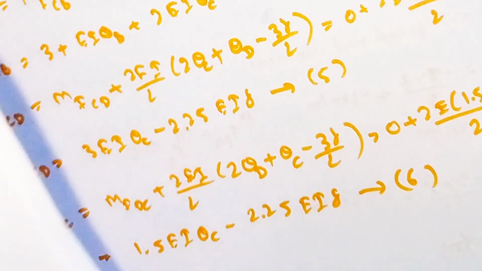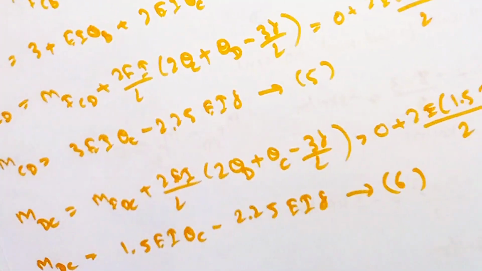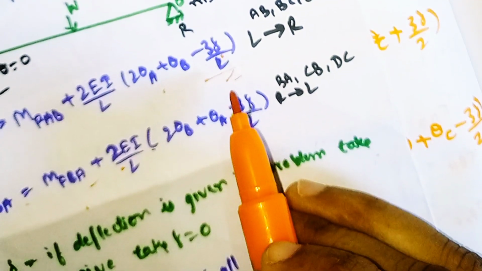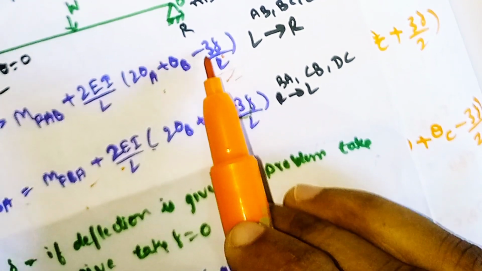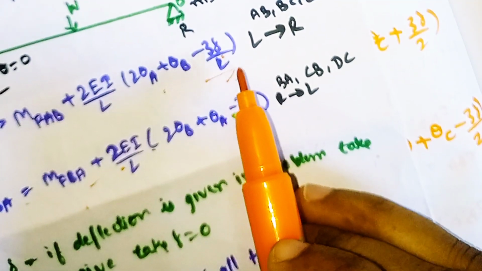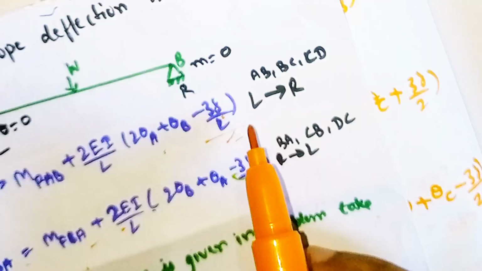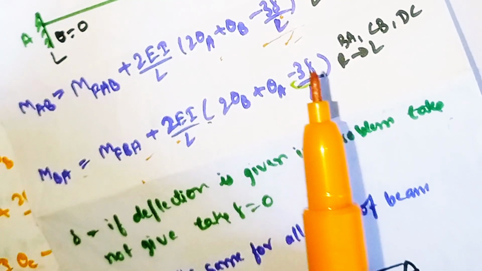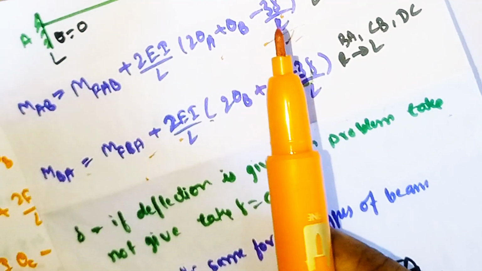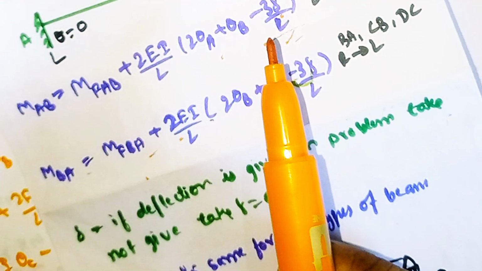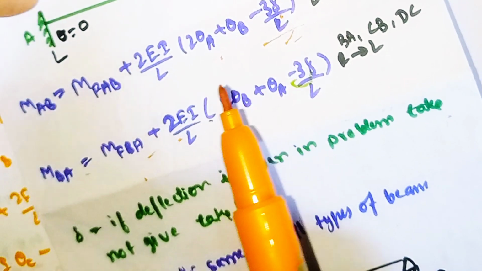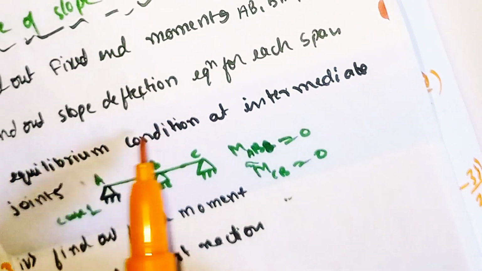So now we have calculated the moment for all the spans. Here the difference is only that we need to take the 3 rho divided by L for vertical members. We should not consider the 3 rho divided by L for horizontal members, because at horizontal members deflection is not acting. It will act only on the vertical members. That's why we need to consider the 3 rho divided by L only for the vertical members. So this is the difference in our second step while calculating the slope deflection equation.